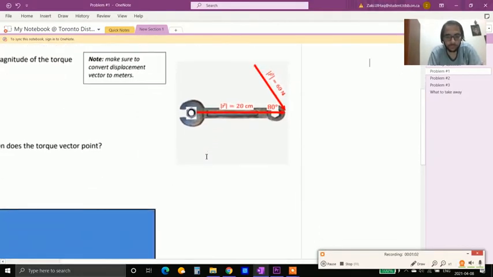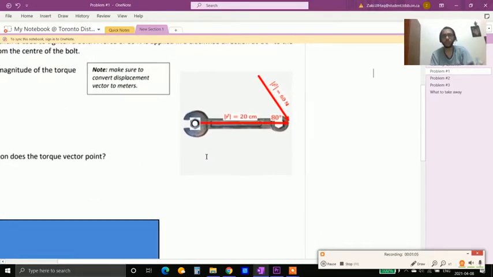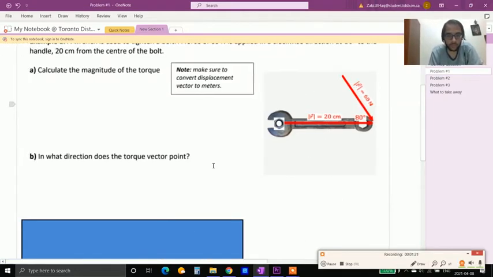So, a couple of things to note here about finding torque. Whenever you see a measurement in centimeters, convert it to meters. Why? Because torque is measured in Newton meters. And we can see here, this is Newton centimeters. So that's not right. Now that you got that out of the way, 20 centimeters would be equal to 0.2 meters. And now let's get started.